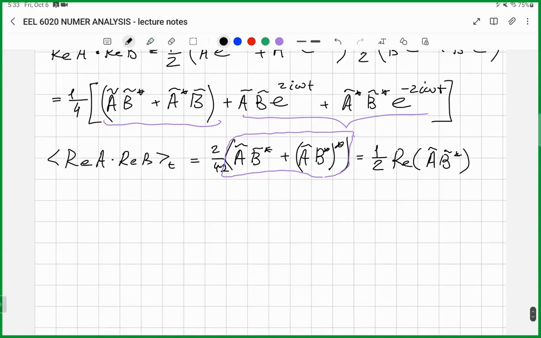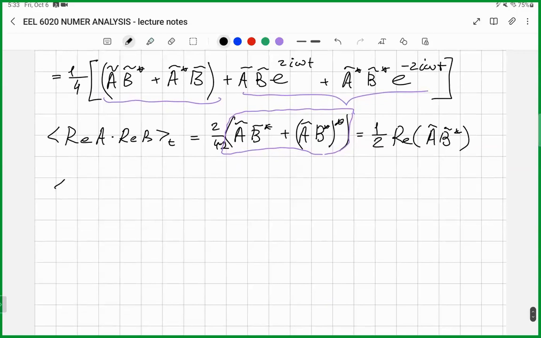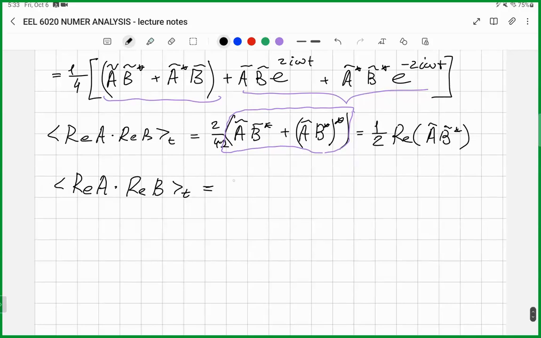So let me write this down as a final formula. The time average of the real part of A times the real part of B is equal to 1/2 real part of A tilde B tilde conjugated.